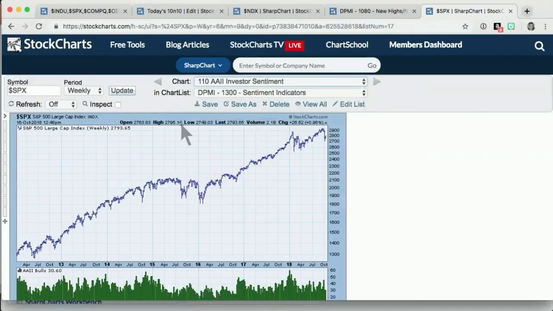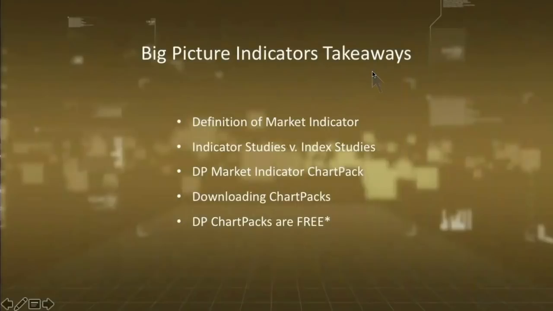So let's go ahead and conclude. Here are the takeaways for today's workshop. I gave you the definition of a market indicator versus a stock indicator, the ones we use for an individual stock. Market indicators are big picture. They're going to tell you what's happening with all of the components within an index. And you can do indicator studies and index studies. What we looked at was really the indicator studies, looking at an indicator across all of the different indexes. And then finally, I showed you how to download those DP chart packs. They are free, but remember, you do need to be an Extra member or above. And that's all I have for you today.